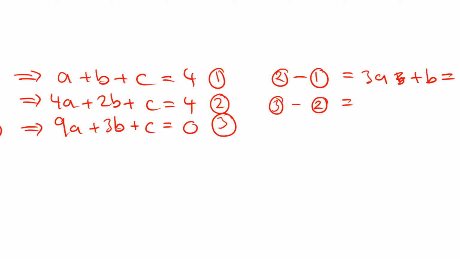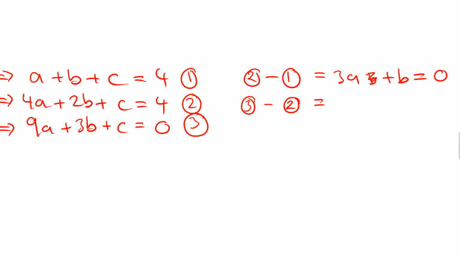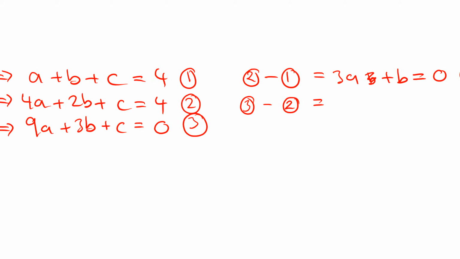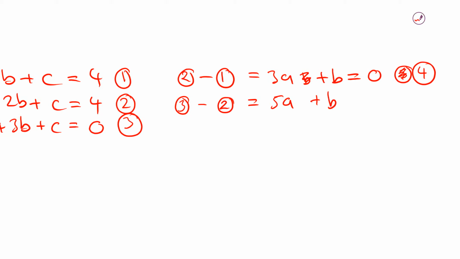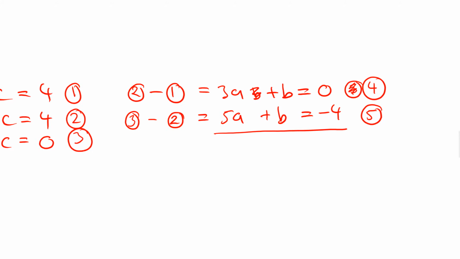And C is an easy target to get rid of. There's only one C in all of them. So if I take any of them away from it, you get rid of it. So 9A take away 4A, we've got 5A. 3B take away 2B is B, and it's looking good. Equals minus 4. Let's call that equation 5. Why does that look good? Because you can cancel the B's.